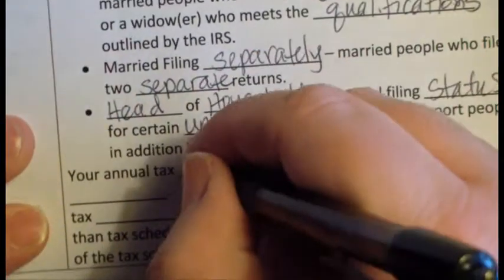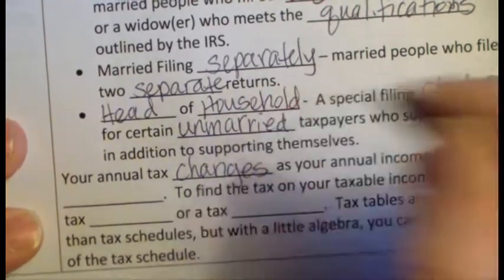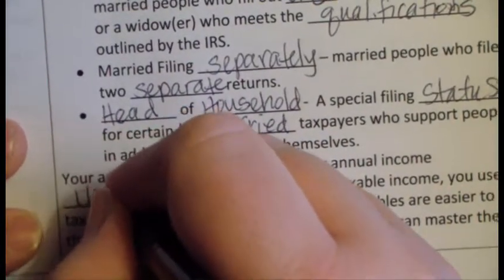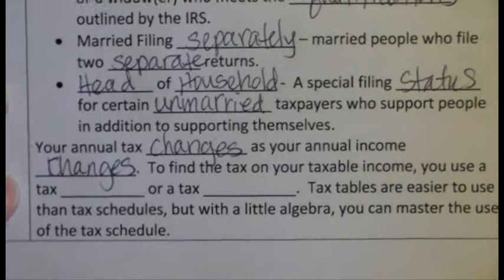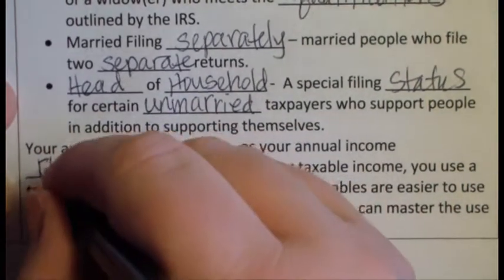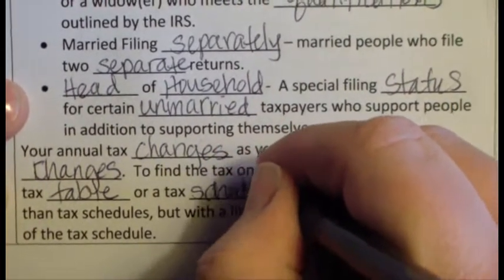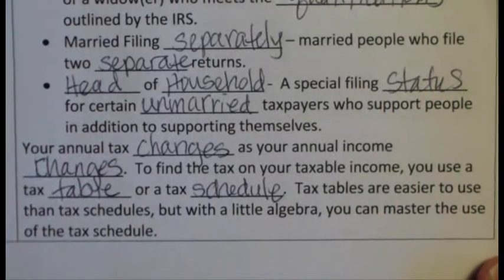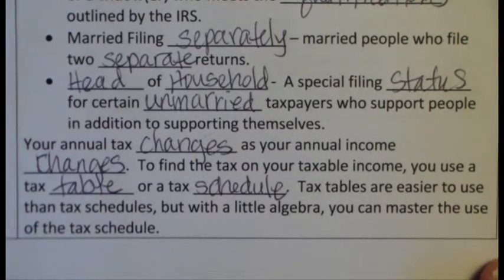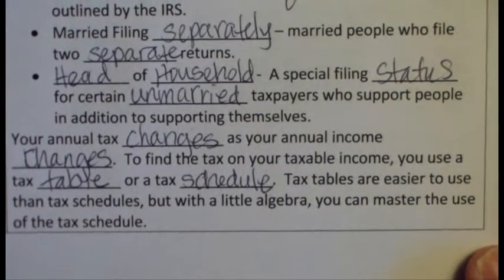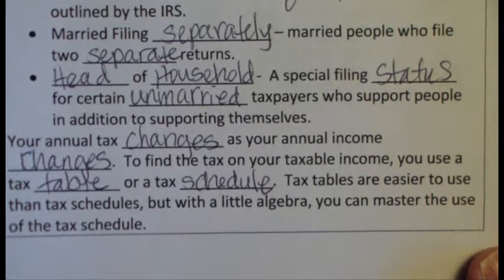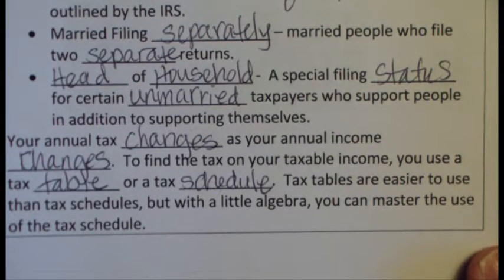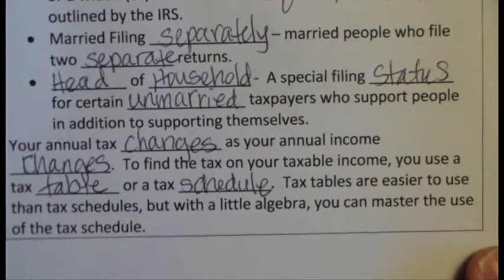Your annual tax changes as your annual income changes. To find the tax on your taxable income, you use a tax table or a tax schedule. Tax tables are easier to use than tax schedules, but with a little algebra, you can master the use of a tax schedule. And actually, tax schedules really aren't that difficult at all because it lays out in the tax schedule exactly the multiplication or addition or subtraction or whatever that you have to do. So they're really not that difficult.